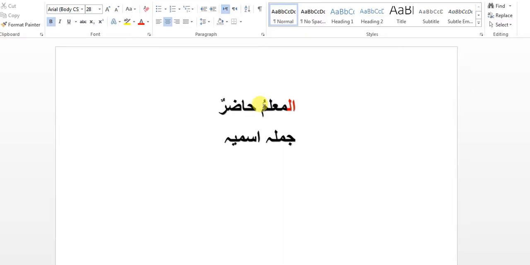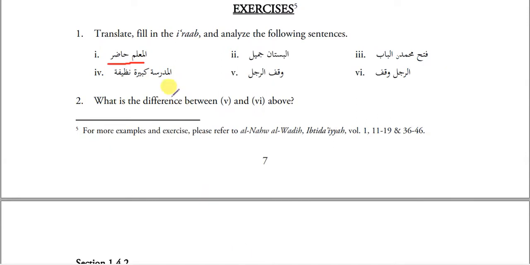Now why did I give muallimu a pesh and hazir also a pesh? Because we know that the i'rab of mubtada and khabar always has pesh on it, that's why we gave pesh on both. Al-muallimu hazir means teacher is present. So the first sentence is complete. Same like this, you need to complete all these 1, 2, 3, 4, 5, 6 sentences.